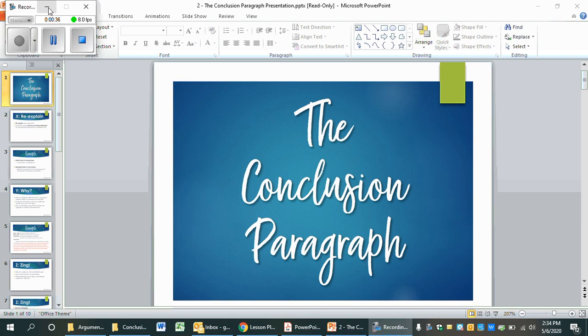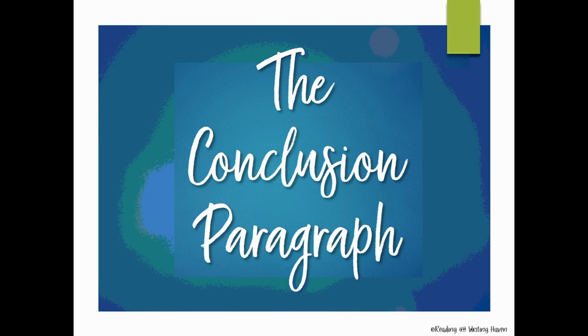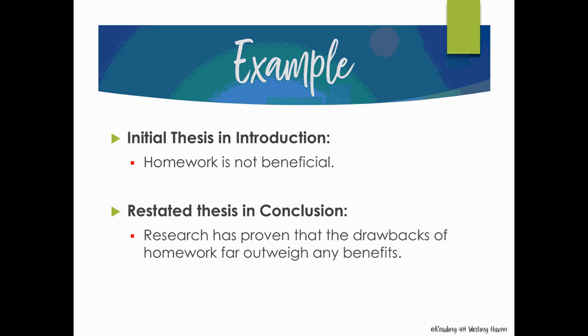So let me go ahead and open this all the way so you can see it. Alrighty, so your conclusion paragraph. The very first thing that you need to do in your conclusion paragraph is re-explain your argument. So you're simply rewording your thesis statement by making the same point in a different way. You're taking that thesis statement, which should have been the last sentence of your introductory paragraph, and you're rewording it as the first sentence for your conclusion.